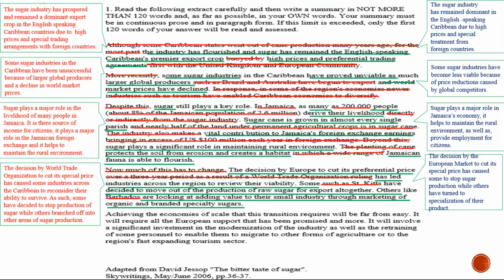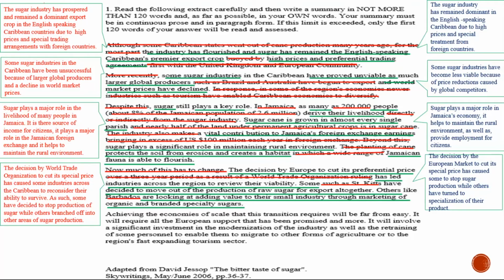The last paragraph, it reads, achieving the economies of scale that this transition requires will be far from easy. So right away, we know that this paragraph is going to be talking about the steps that we will need to take in this transition period, which is moving from sugar, as some countries are doing, and branching off into other areas. Remember, in paragraph 2, I did mention the word tourism came out. Now we're going to see that being repeated in this aspect, and then we're going to tie that in.